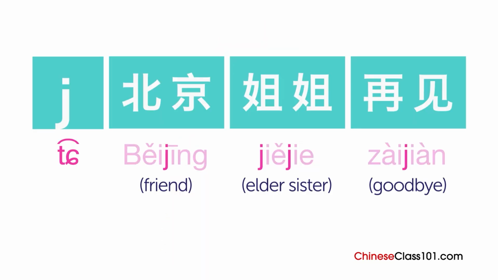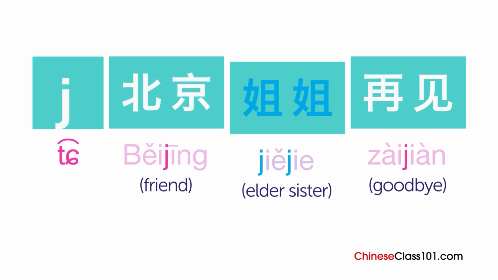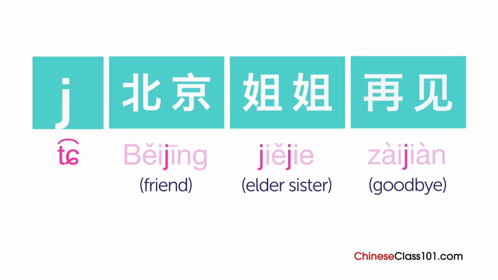Do you remember the difference between aspirated and unaspirated sounds? Aspirated consonants have a burst or release of air, while unaspirated sounds do not. The next two sounds distinguish between the two, so pay close attention. The unaspirated one is 姐, 北京, 姐姐, 再见.